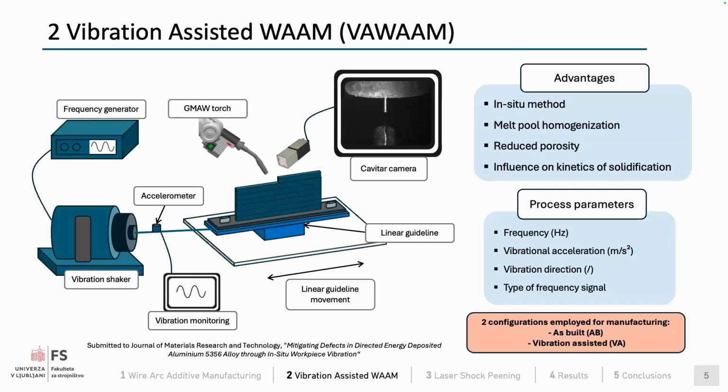So the main process parameters are the frequency, vibrational acceleration, vibration direction, and the type of frequency signal. In our case that was a sine wave. And for our research and experimental purposes, we employed two different configurations, the vibration-assisted one and the as-built one as the reference model.